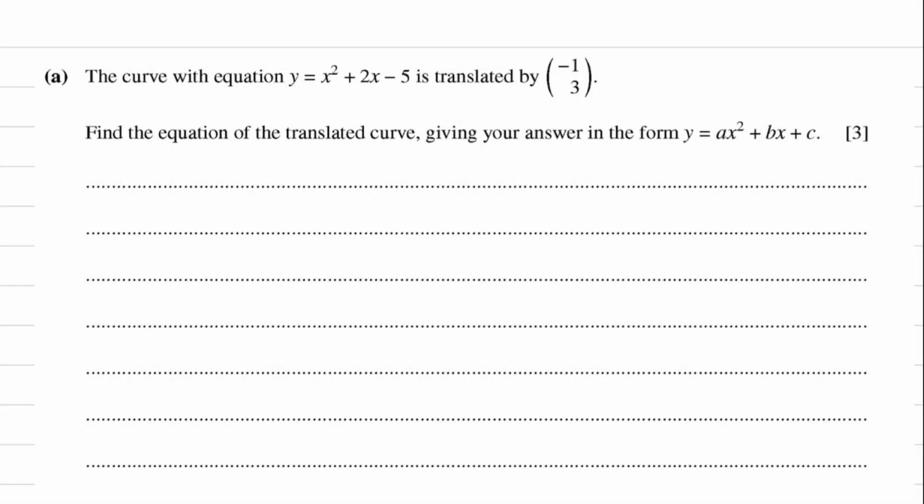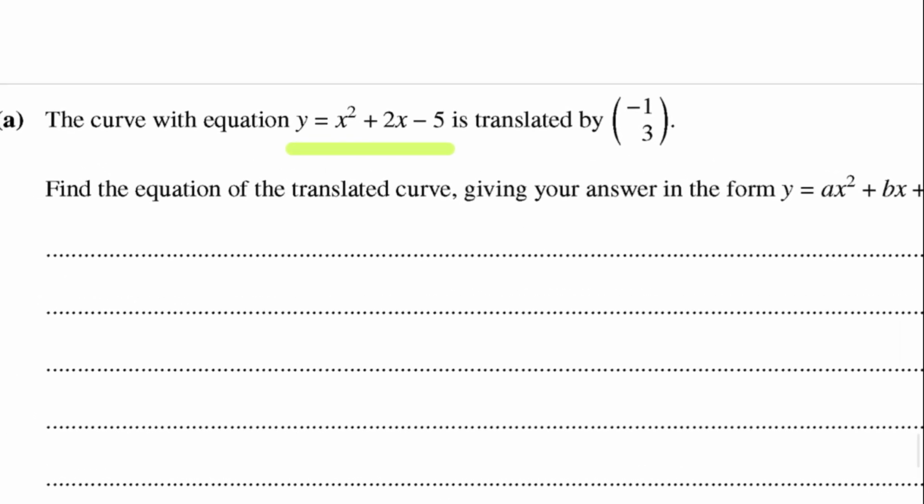Let's move on to the next question. Here we have the curve with equation y equals x squared plus 2x minus 5 is translated by minus 1 and 3. Find the equation of the translated curve, giving your answer in the form y equals ax squared plus bx plus c. So as you can see, we do two translations. This number represents horizontal translation.